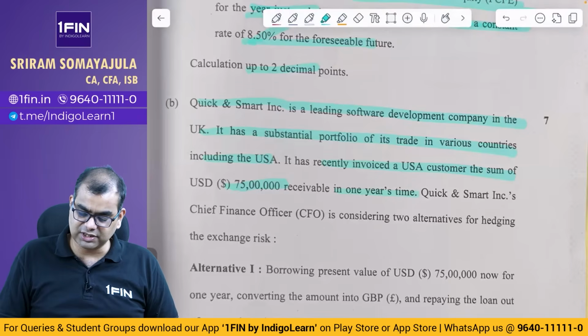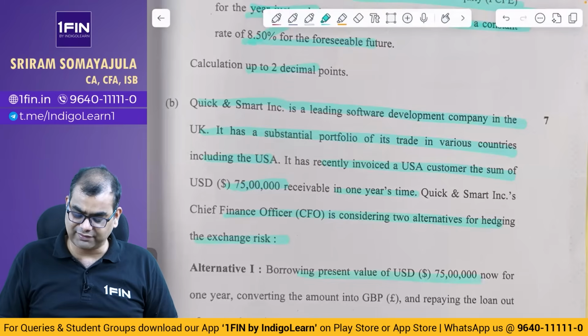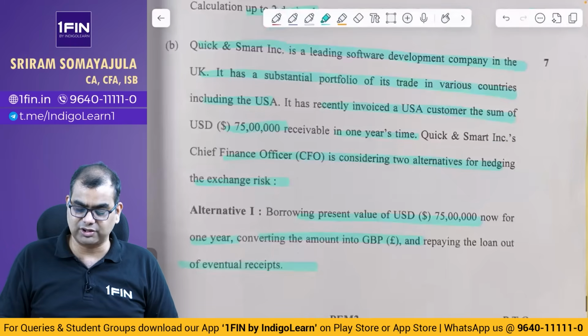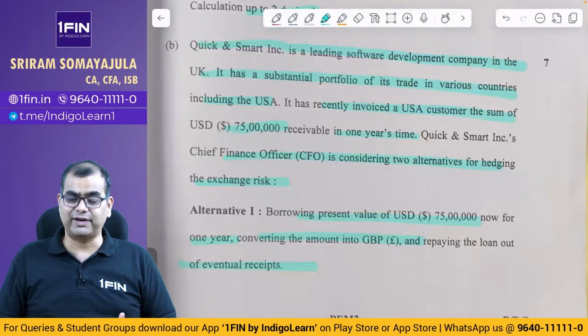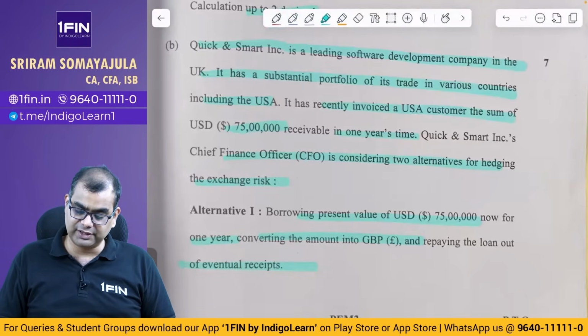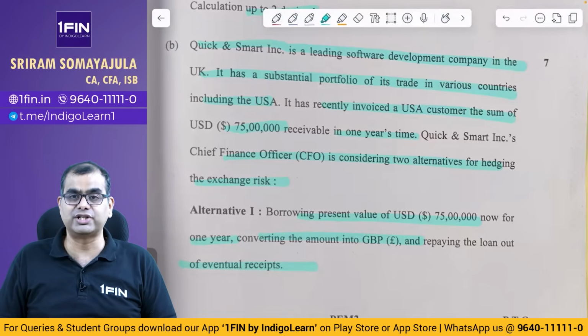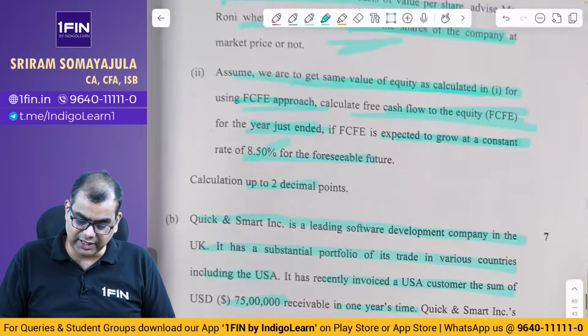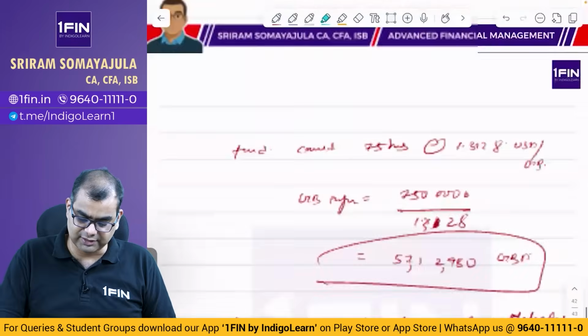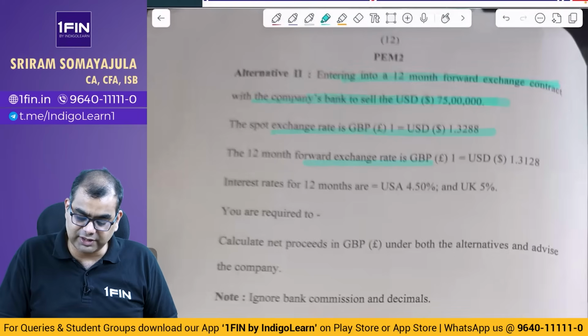Their chief financial officer is considering two alternatives for hedging. One, borrow present value of 75 lakhs for 1 year, converting amount into GBP and paying loan out of eventual receipts. So don't borrow 75, borrow present value of 75 in USD terms. What is the alternative? Entering into a 12-month forward exchange contract.